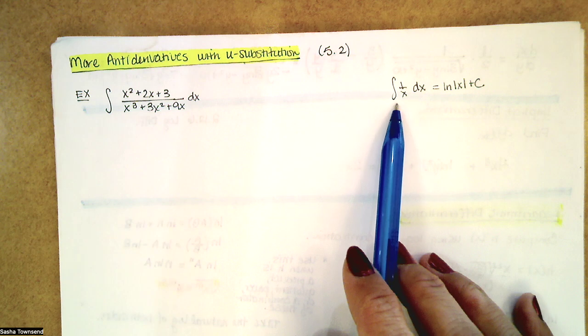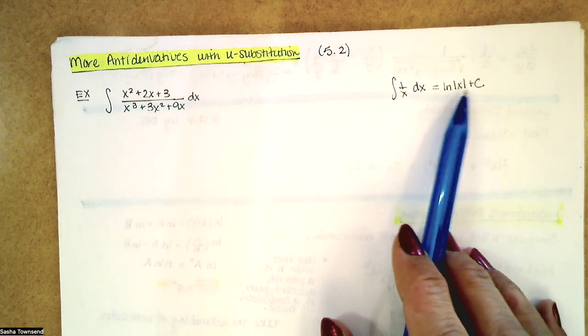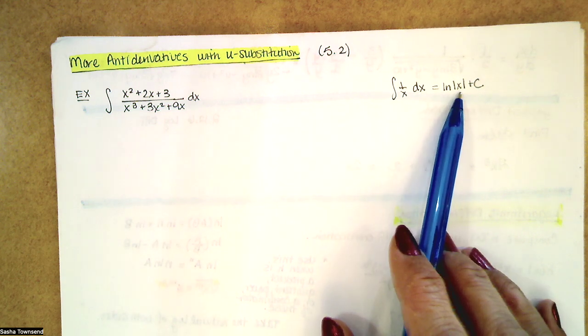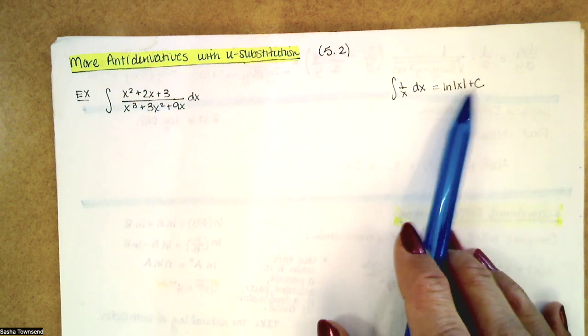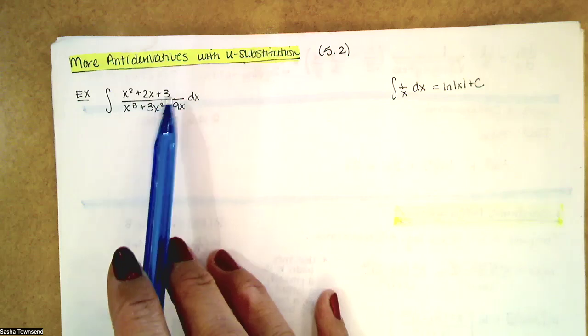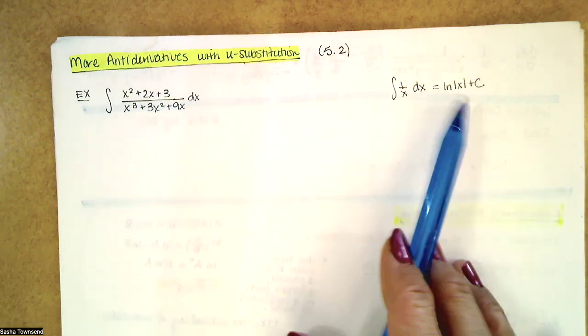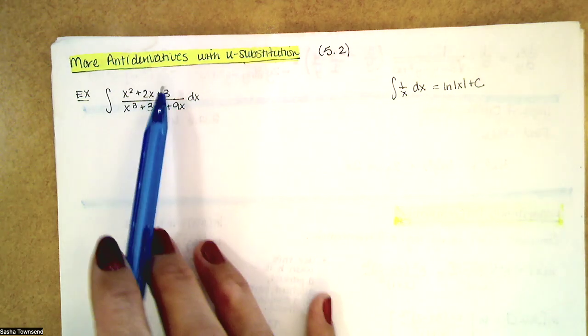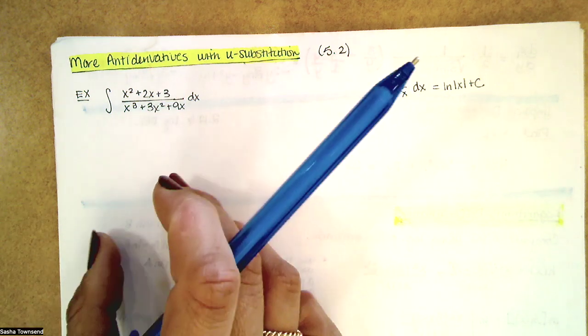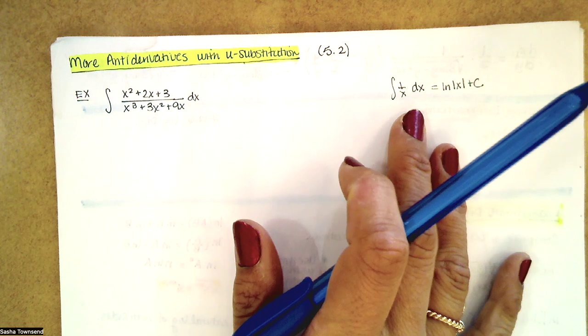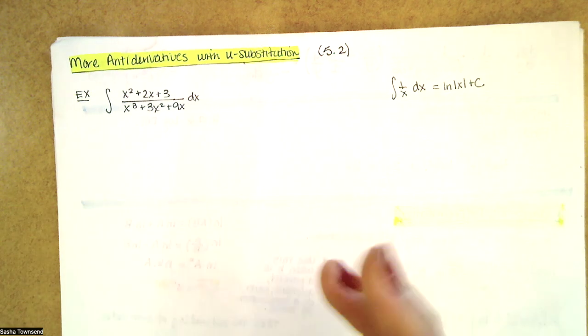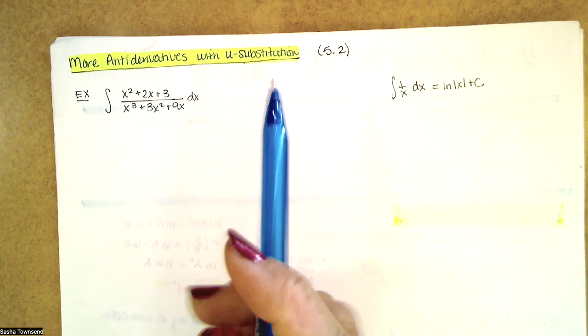The antiderivative of 1 over x with respect to x is natural log of the absolute value of x plus c. So if this is a u rather than an x, we'll have natural log of the absolute value of u plus c. And so if that integral can be written in that form, or can it be written in the form of something that we know the antiderivative of plus a 1 over u or a constant over u term, then we should be able to compute that antiderivative.